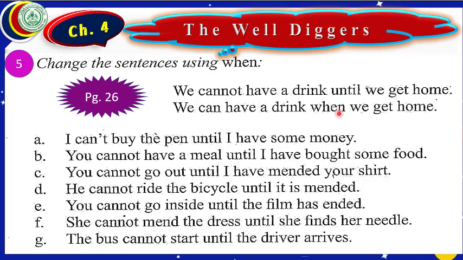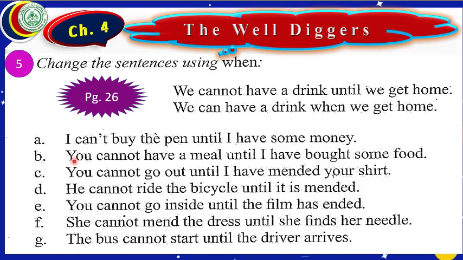I think you have understood. It is so easy. No problem is here to understand. This exercise is opposite to the first one. In this way, for example, here is written, I can't buy the pen until I have some money. We shall change this can't into can. I can buy the pen when. This until will change into when. Cannot will change into can. Until will change into when. I can buy the pen when I have some money.